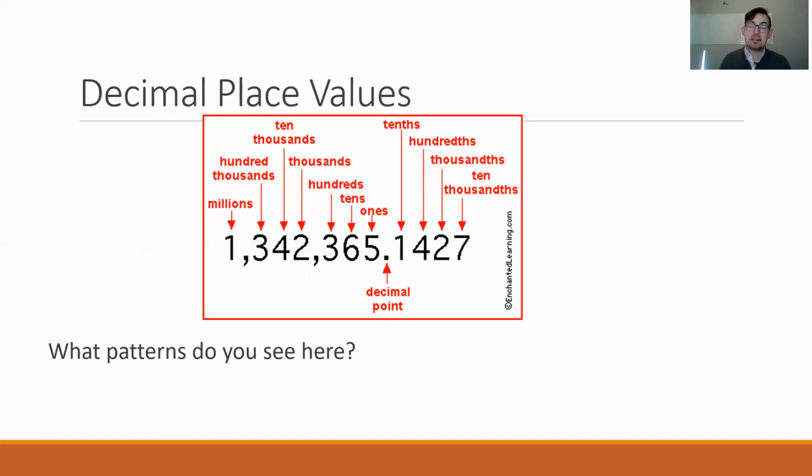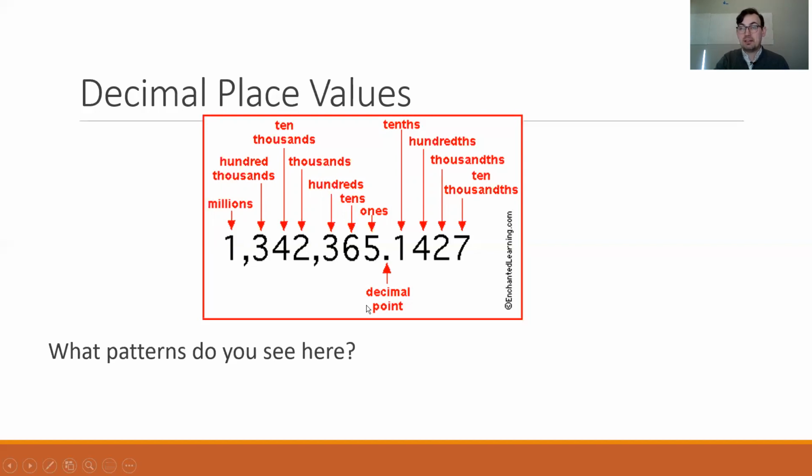Let me give you an example, and you might have seen these a while back. This is an example showing a bunch of digits. There's a whole stream of digits here: 1, 3, 4, 2, 3, 6, 5.1427. Without the decimal place, this is just a random string of digits. The location of those digits tells us what each of them is worth. So this 3 is not just 3. Because of its location, it's actually 300 thousandths.